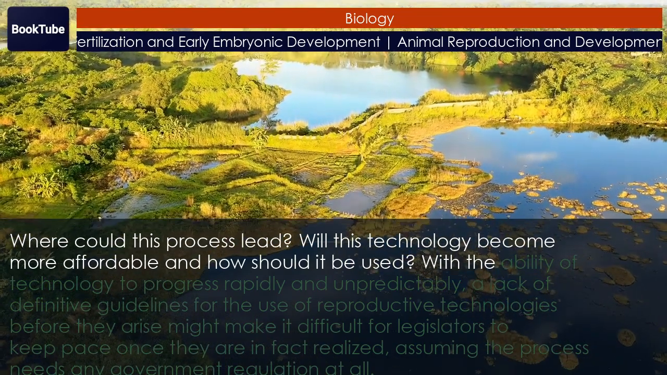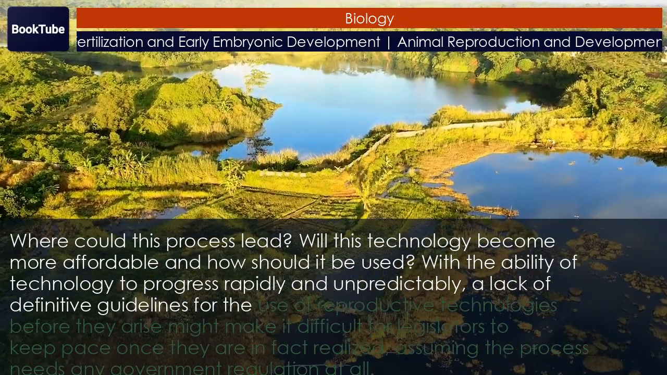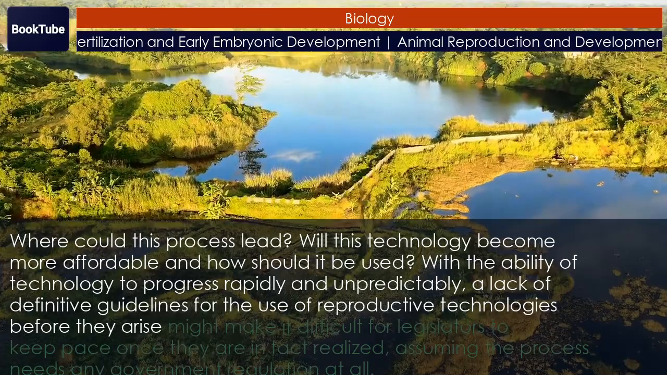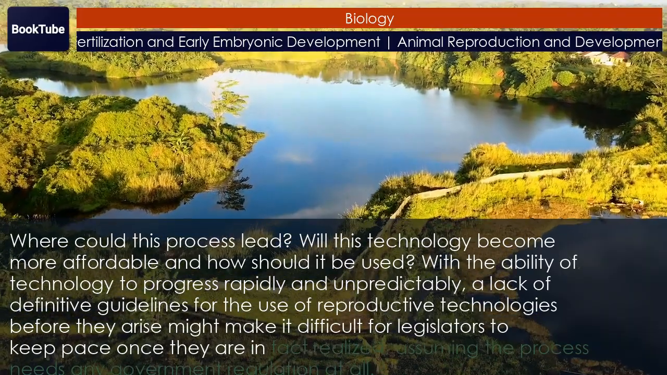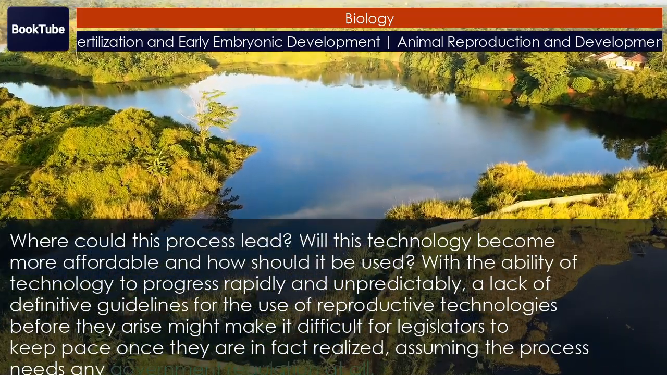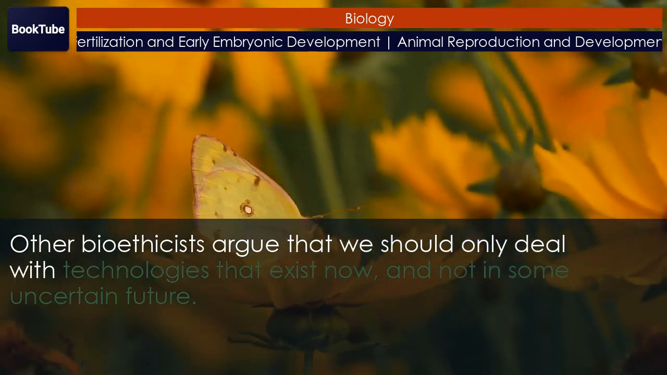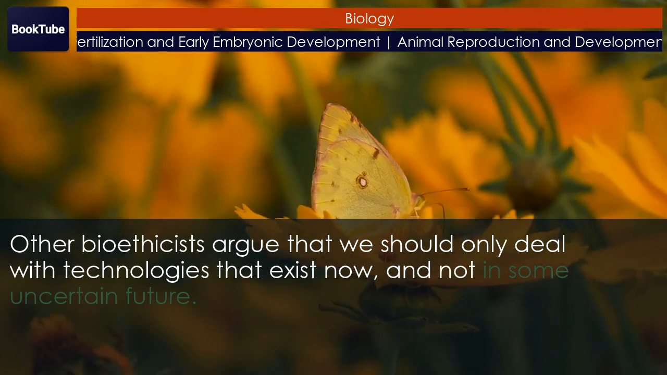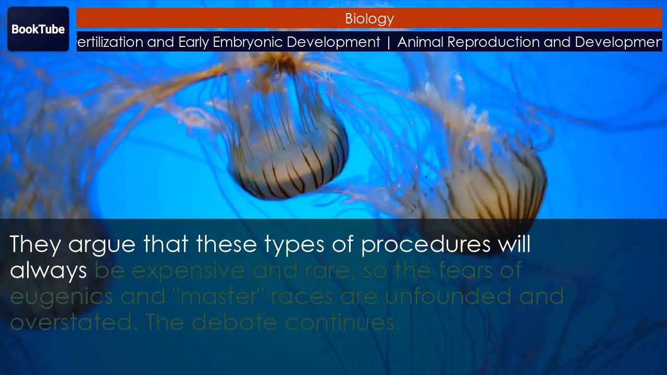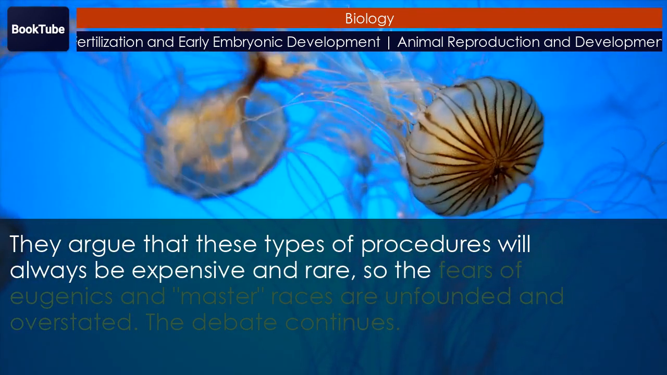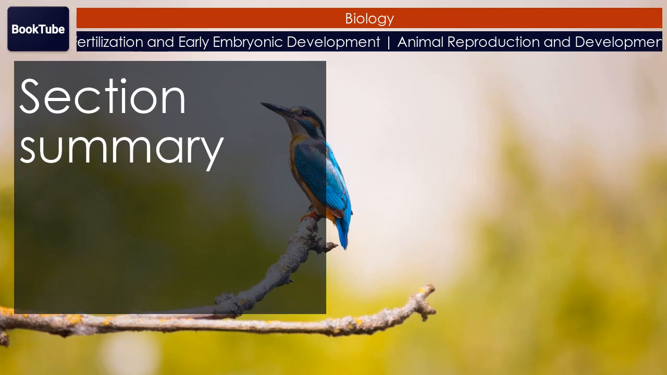With the ability of technology to progress rapidly and unpredictably, a lack of definitive guidelines for the use of reproductive technologies before they arise might make it difficult for legislators to keep pace once they are in fact realized. Assuming the process needs any government regulation at all, other bioethicists argue that we should only deal with technologies that exist now, and not in some uncertain future. They argue that these types of procedures will always be expensive and rare, so the fears of eugenics and master races are unfounded and overstated. The debate continues.